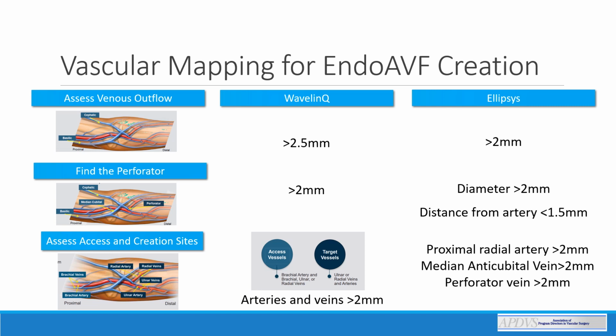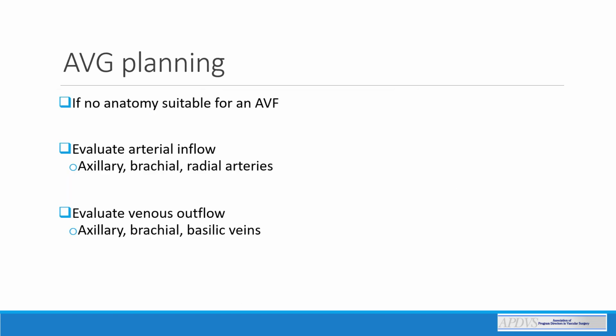In contrast, Ellipsys uses the same vessels for access and creation sites. You can access the median cubital vein or the perforator vein, and through the vein, you have to access the proximal radial artery. For both systems, all the access and target vessels have to be over 2 millimeters in diameter. If there's no suitable anatomy for surgical or endo-AVF creation, patients should be evaluated for graft creation by assessing inflow and outflow options, which include axillary, brachial, and radial arteries and axillary, brachial, and basilic veins.